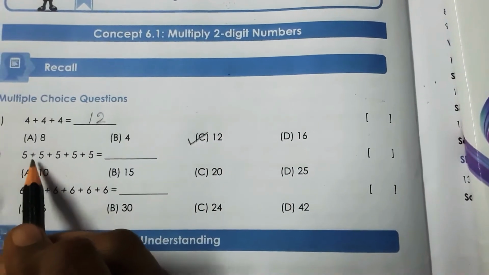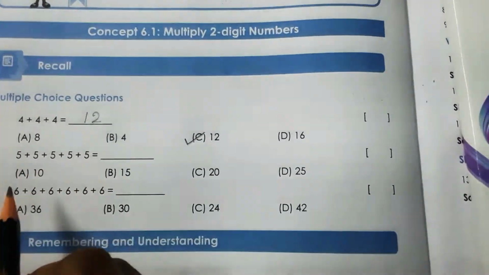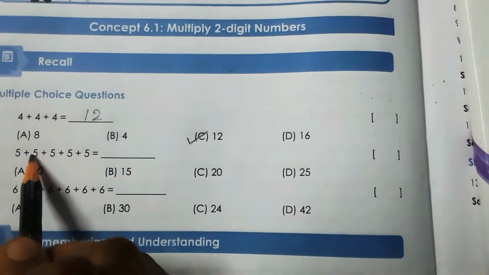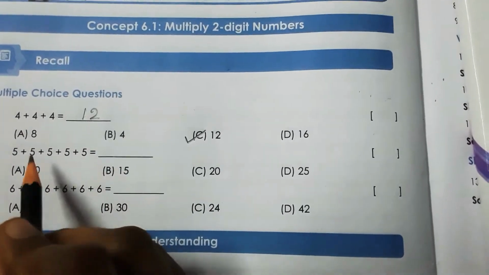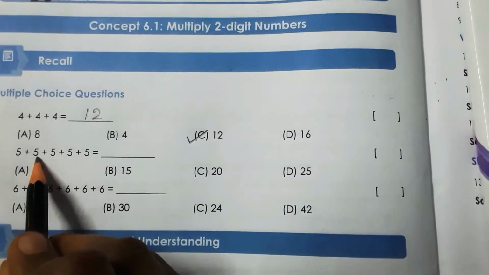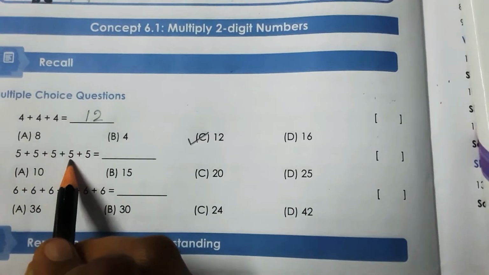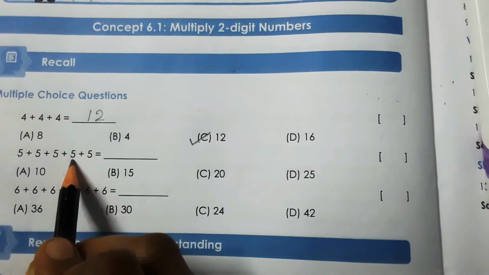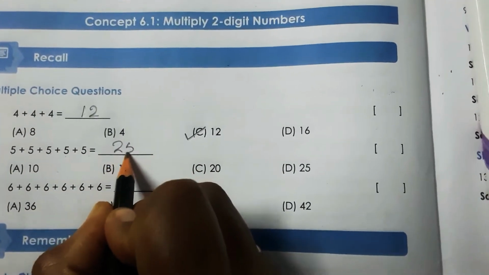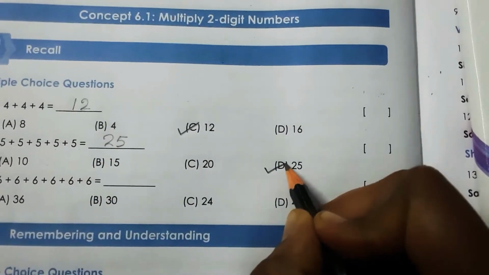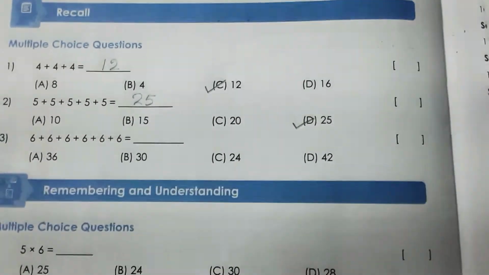Now, 5 plus 5 plus 5 plus 5 plus 5. How many times 5? 1, 2, 3, 4, 5. 5 times we are adding 5. So, what is the answer? 5 plus 5, 10. 10 plus 5, 15. 15 plus 5, 20. 20 plus 5, 25. So, the answer is 25. Option D is the right answer.